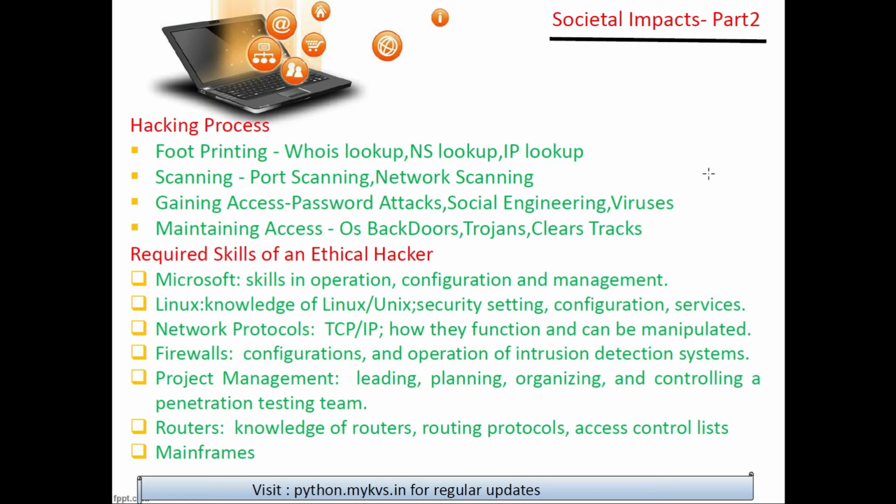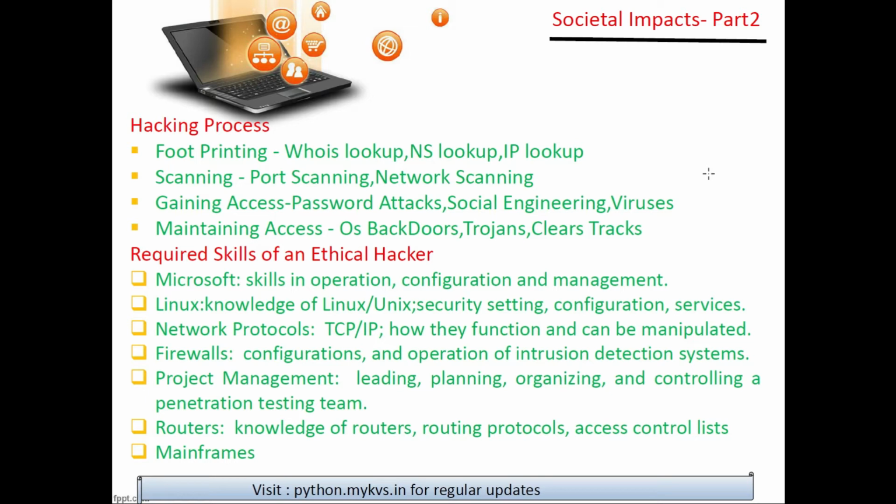Intrusion detection means when some foreign body or some foreign code enters the system, there will be a block, the system will function. They have to disable it in order to invade a system. So they should know the operation of the intrusion detection system.